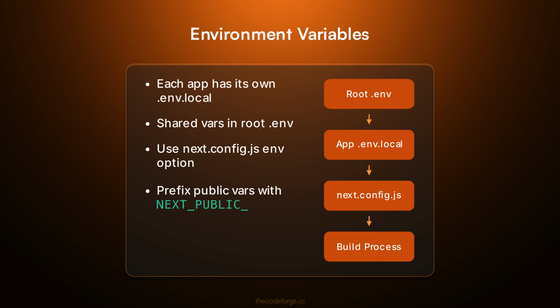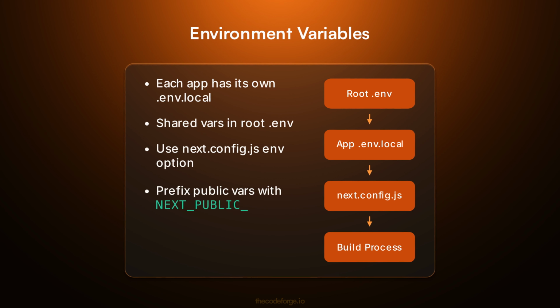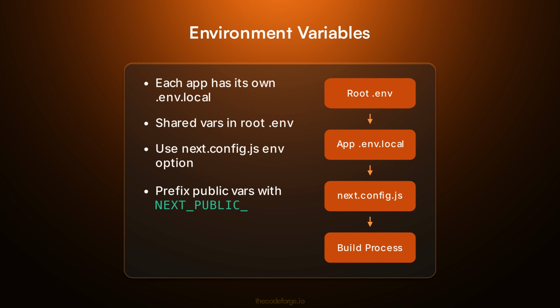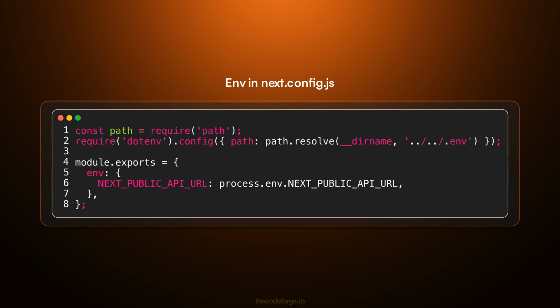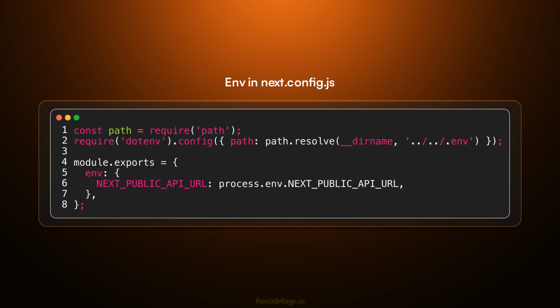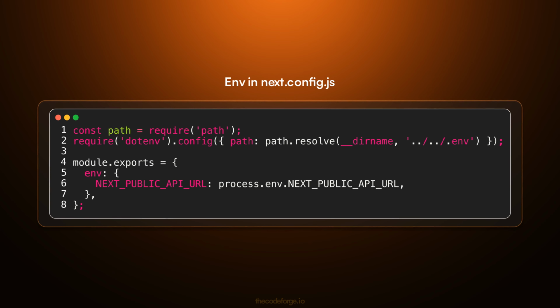Each Next.js app has its own .env.local for secrets and .env for defaults. For shared variables, create a .env file at the root and reference it in each app's next.config.js using the env option. Turborepo can pass environment variables via turbo.json's global env to invalidate cache when they change. This next.config.js loads a root env file and exposes NEXT_PUBLIC_API_URL to the browser.